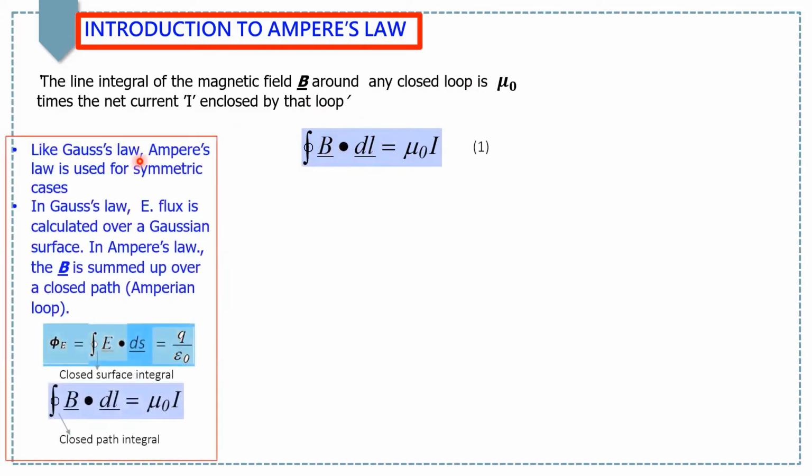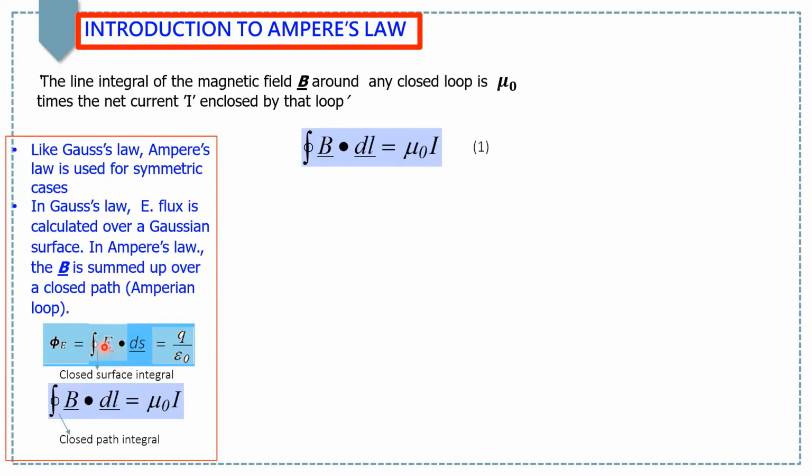Like Gauss's law, Ampere's law is used for symmetric cases. In Gauss's law, electric flux is calculated over a Gaussian surface. But in Ampere's law, the magnetic field is summed up over a closed path, which is also called an Amperian loop.